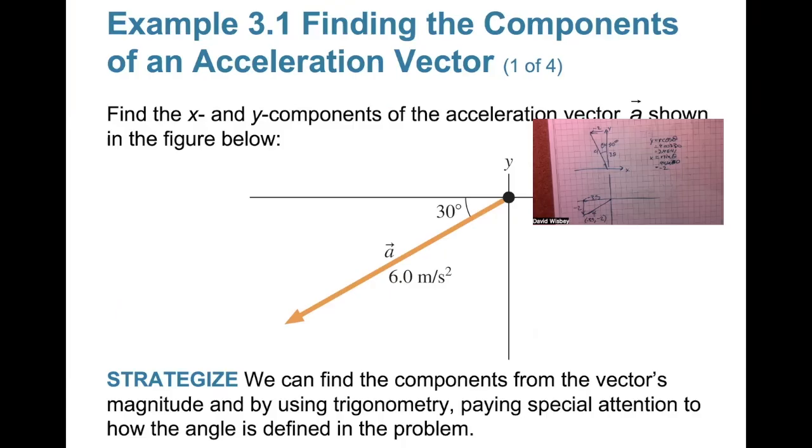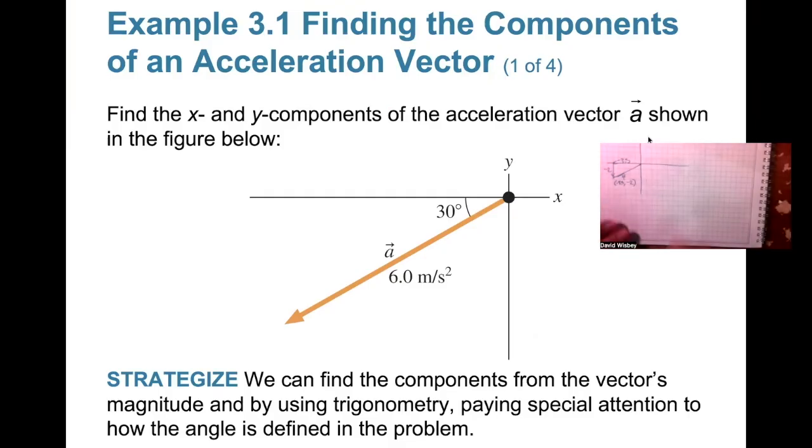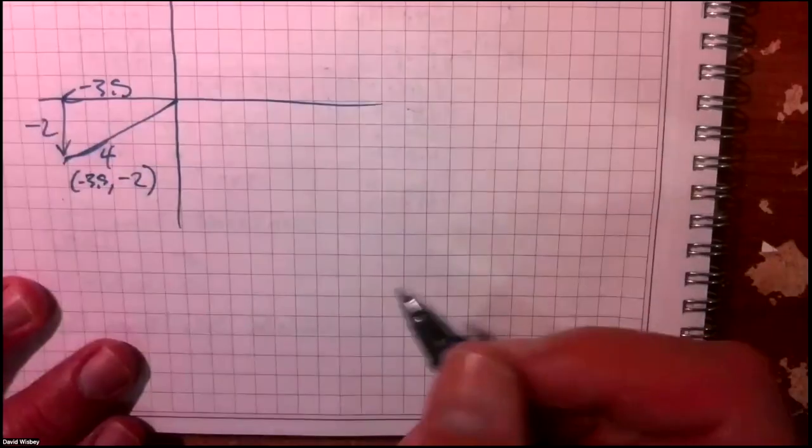Example, finding the components of the acceleration vector. Find the x and y components of the acceleration vector A shown in the figure. Well, same thing. Now it's the components of the acceleration, because we are accelerating in a certain direction here. Our magnitude is 6 meters per second squared, and our angle is 30.